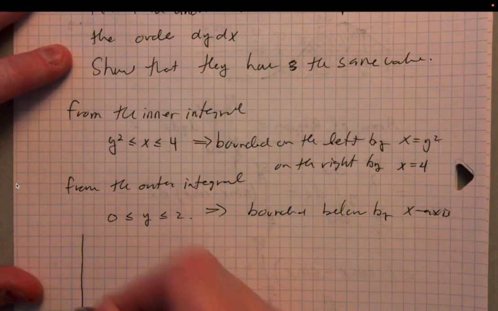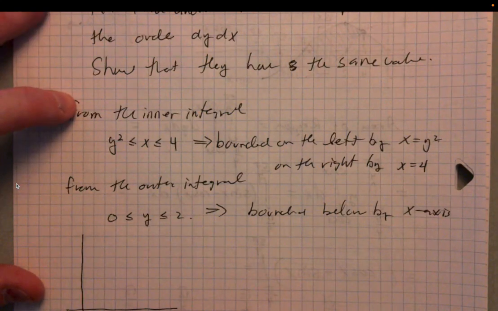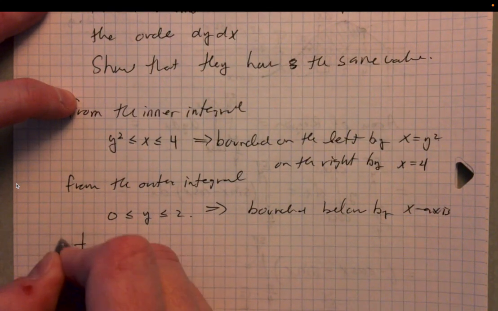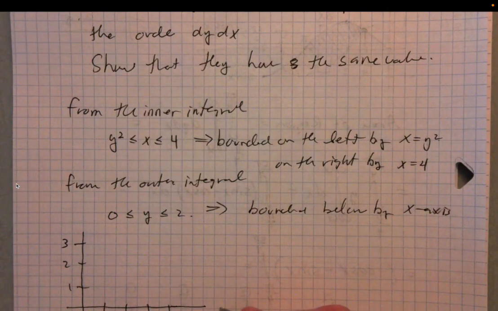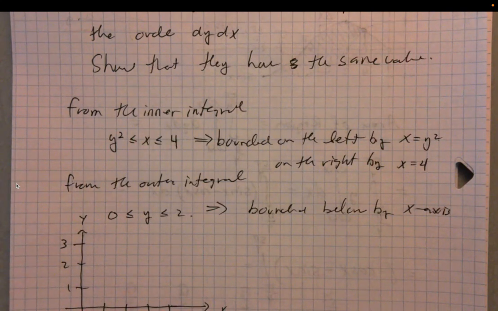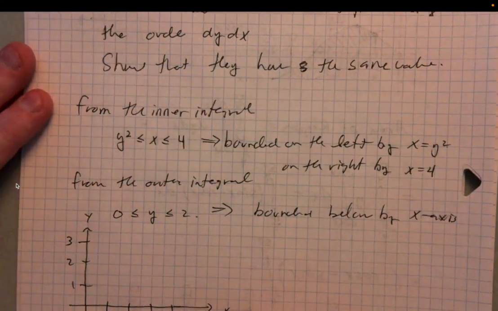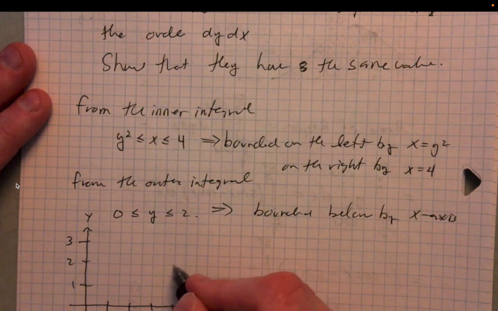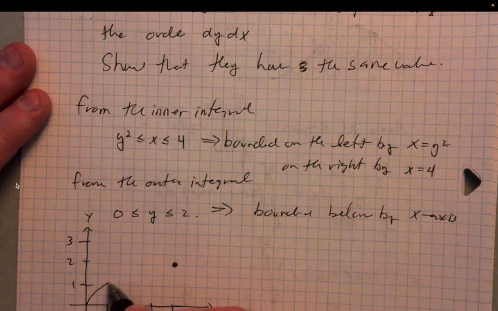What does this have to look like? Well, there are a number of ways to think about it. So this is your x-axis, and this is your y-axis. We know that x is going to be bounded by the parabola x equals y squared and the line x equals 4. So x equals 4 is right here. And x equals y squared would go through 2 squared equals 4, so it would go like this.